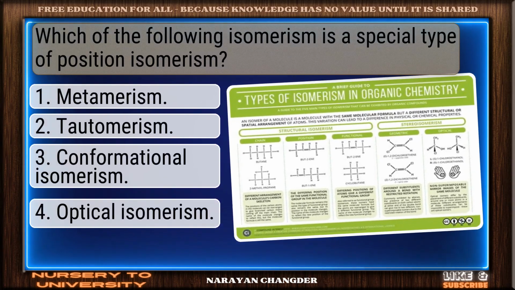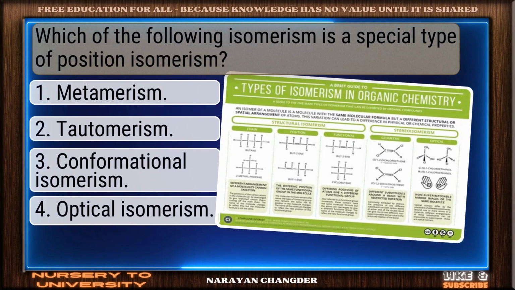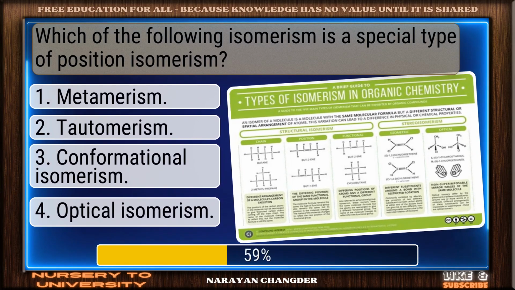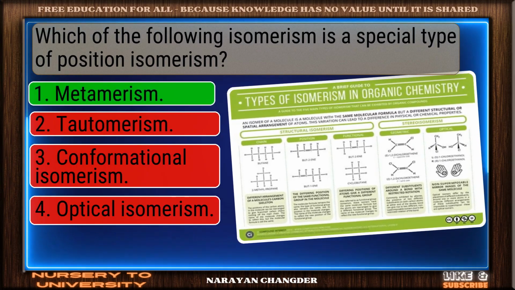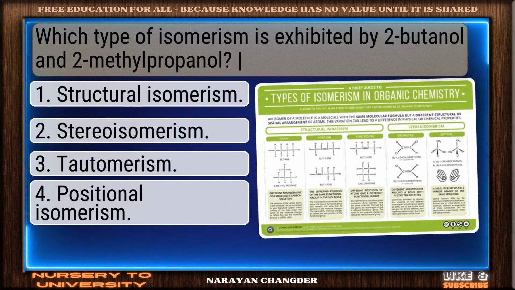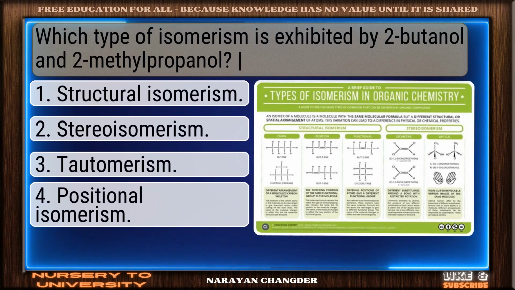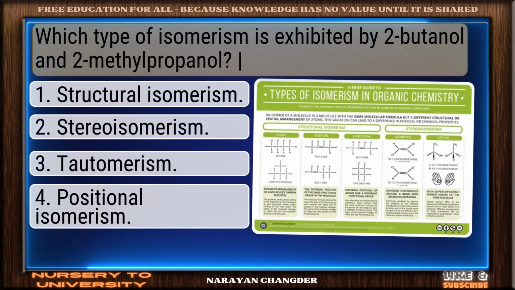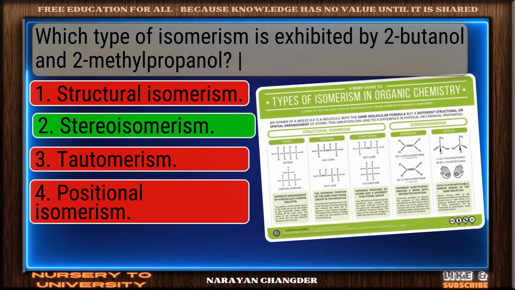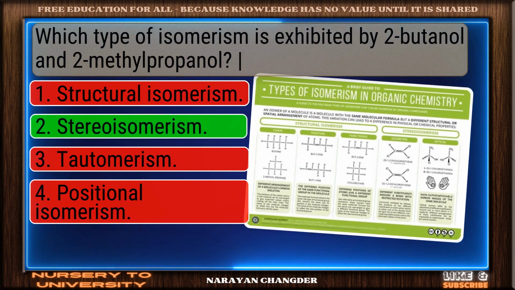Which of the following isomerism is a special type of position isomerism? Excellent. Metamerism is a brilliant choice. Which type of isomerism is exhibited by 2-butanol and 2-methylpropanol? Valid point. Stereoisomerism is true.